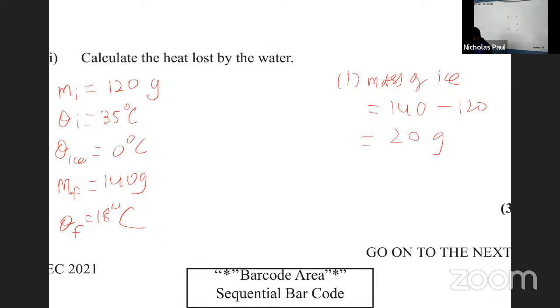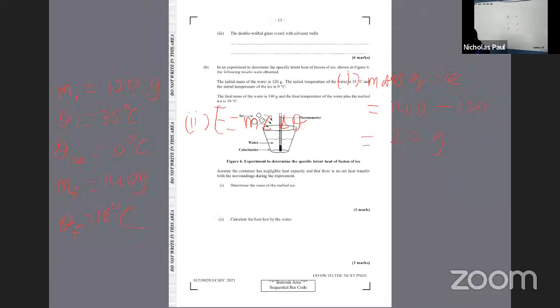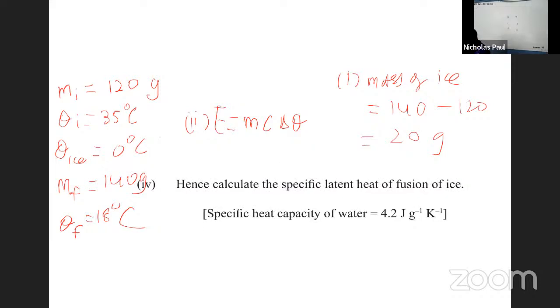What do they ask for in part two now? Part two, they want heat loss by the water. So did the water undergo a temperature change or phase change? Temperature change, right? The water went from what temperature? 35 degrees. So the formula that we're going to use here to find heat loss is E is equal to MC delta theta. Everybody okay with that? Before you work it out, you have to check what value of C they gave you. They gave you 4.2 joules per gram, so it means you're working in grams. Okay? So it's okay to leave the value as 120 grams.